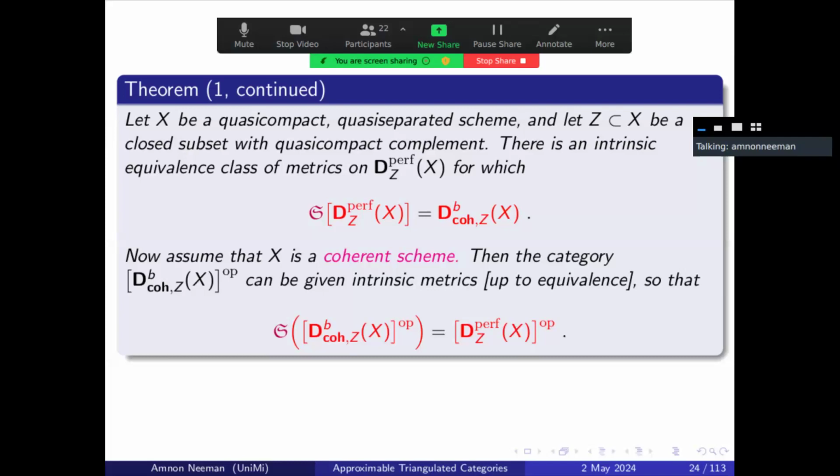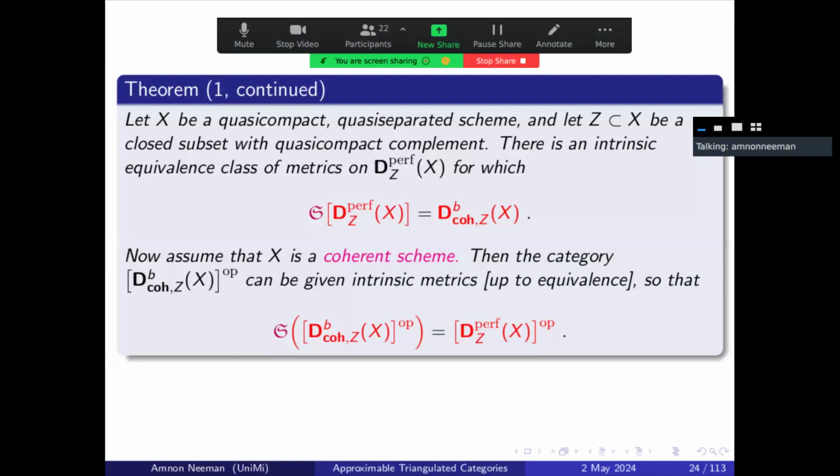And algebraic geometers or birational geometers have been known to argue about which is the better invariant. And what I'm telling you is that this particular argument is a waste of time. These two categories know each other. They're interchangeable. Each of them contains the information of the other.